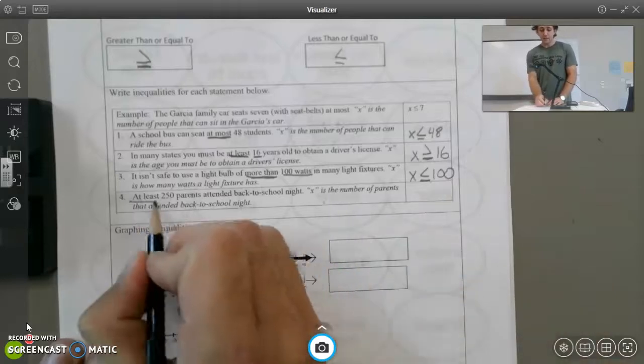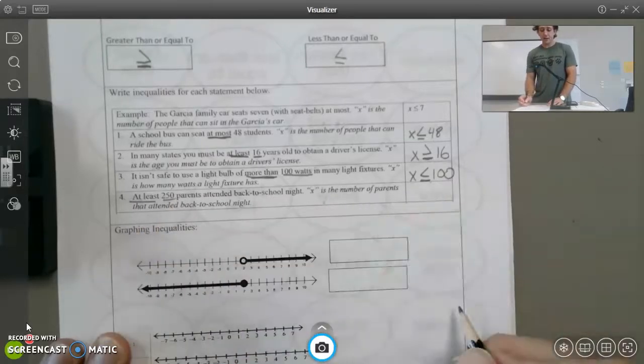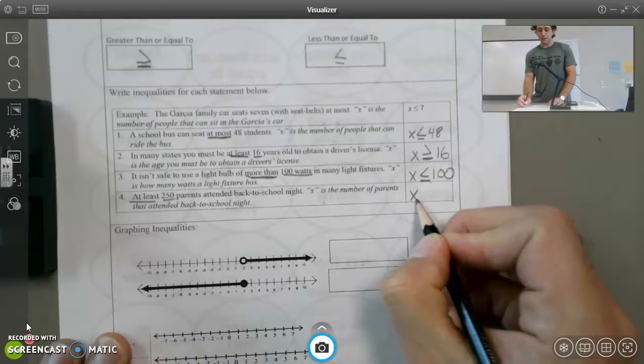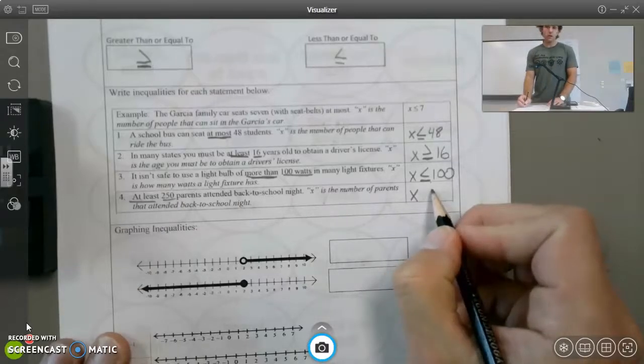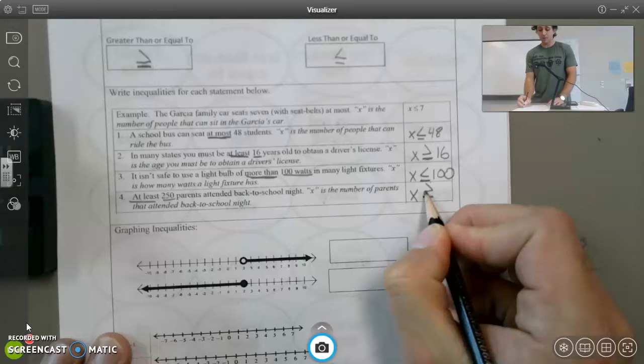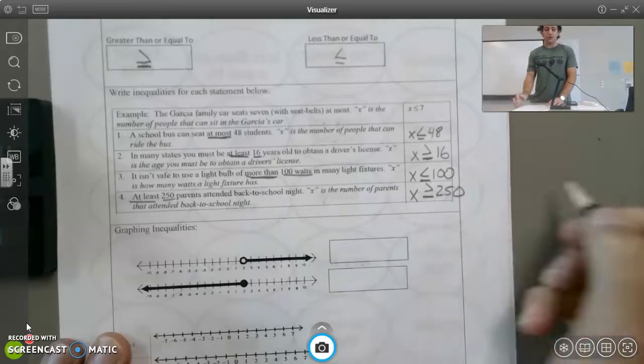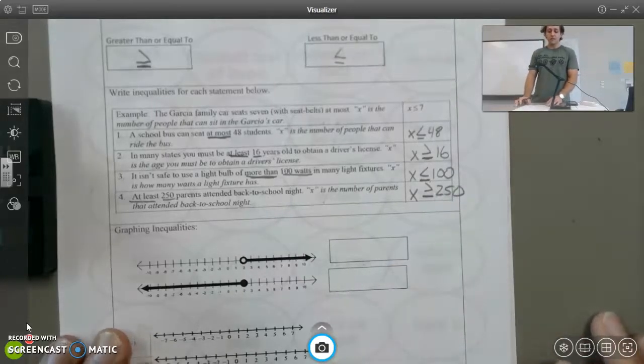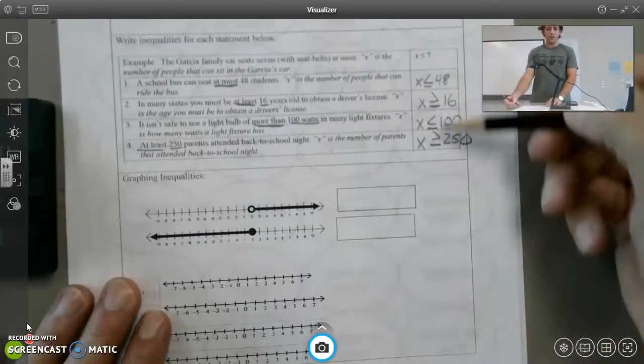At least 250 parents attended the back to school night. Okay, so is X less than 250? No, because it's at least 250. Is it possibly greater than 250? Yeah, possibly. So X is greater than or equal to 250. Now, this is how we write the expressions.